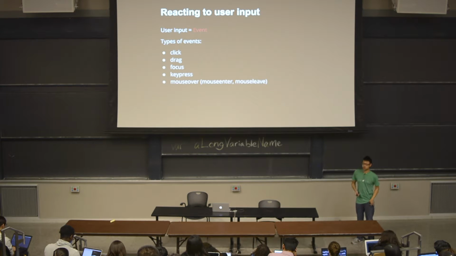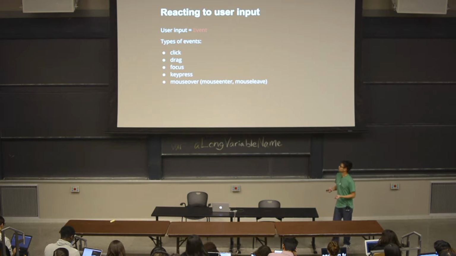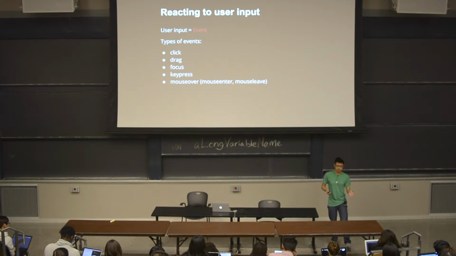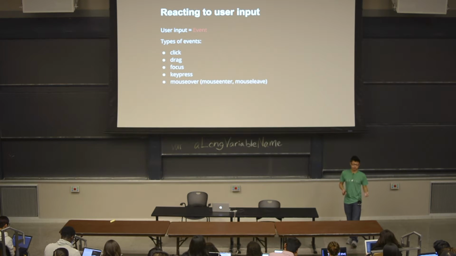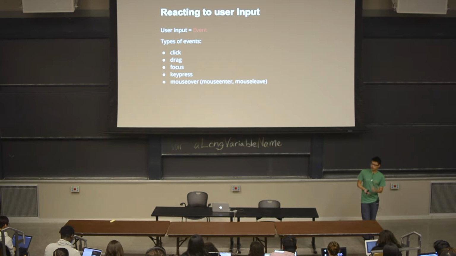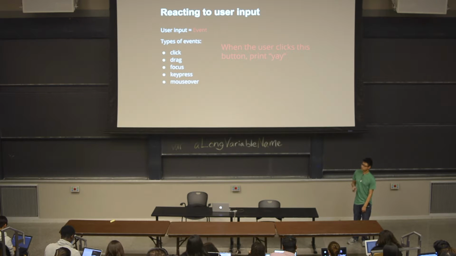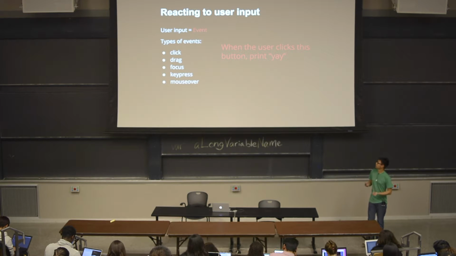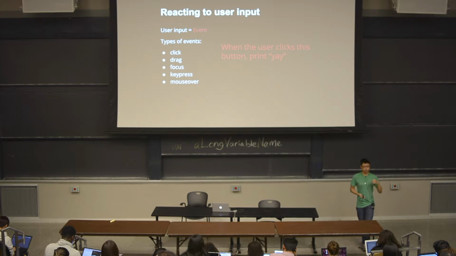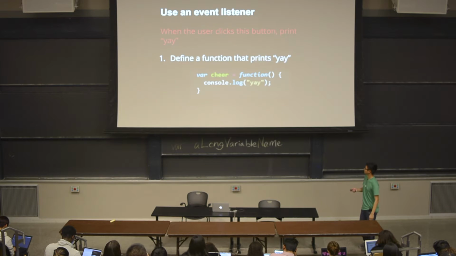So the main reason why people would use jQuery is to interact with users. And users can input into your web page in a variety of ways. These are called events. And there are a lot of types of events, like clicking, hovering, key pressing, and other stuff. So, for example, if we wanted some code that would run when the user clicks a button, we want to print yay, say, for example.